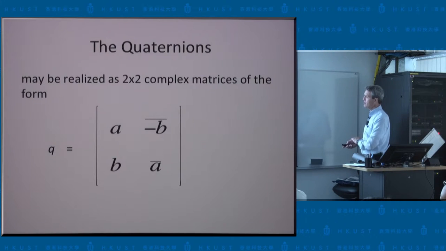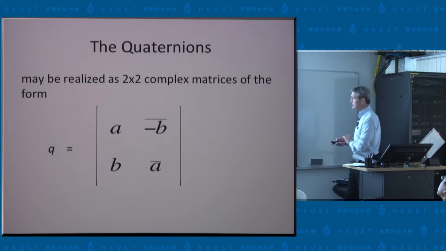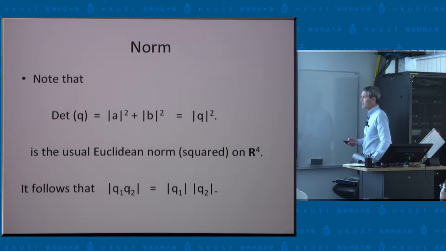So we can make them out of also 2x2 matrices, but this time the entries should be complex numbers. And what we do, instead of having the second column be exactly the same as the first column, we apply complex conjugation to the second column. So the matrix is A, minus B bar in the upper row, and then B in the lower corner and A bar, where bar stands for complex conjugation. And again, you can check that the determinant of this matrix is just the sum of the squared norms of A and B, so we call that the norm squared of Q, the quaternion, and this is the usual Euclidean norm on four-dimensional space.